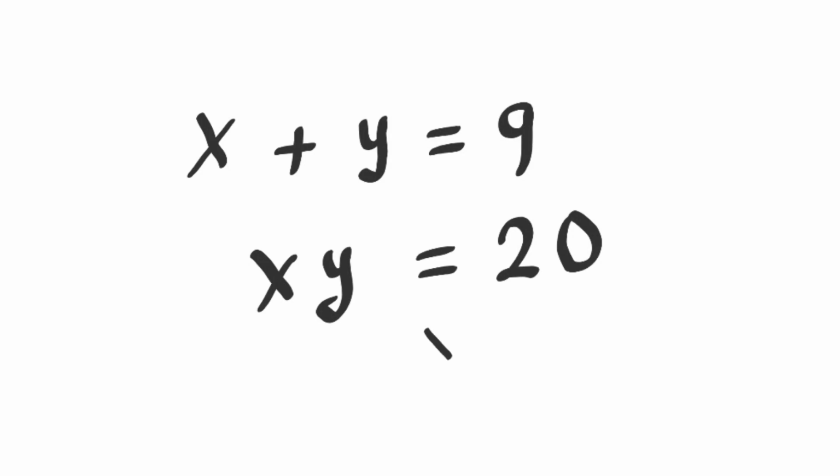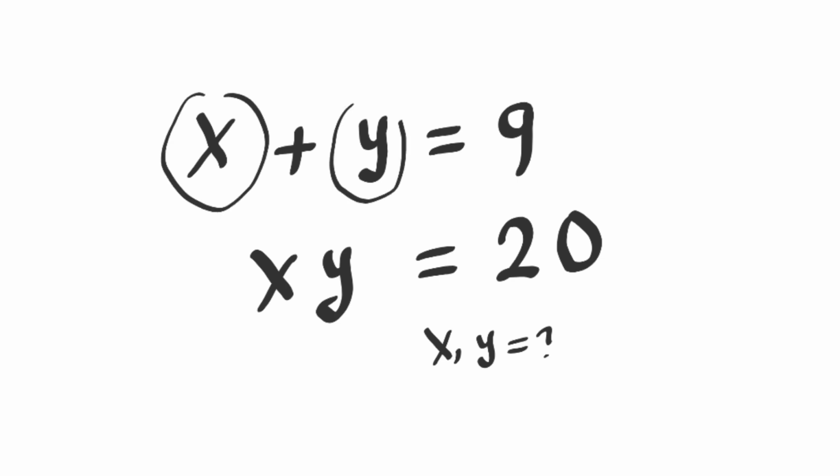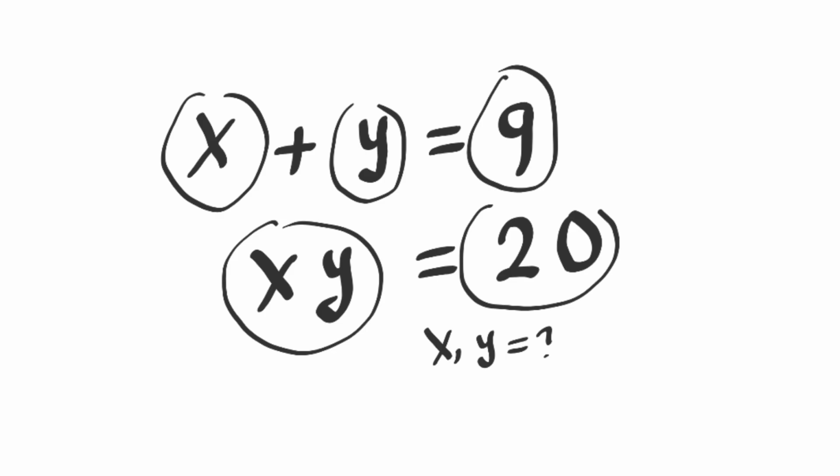Let us solve for x and y, given x plus y is equal to 9, xy is equal to 20.